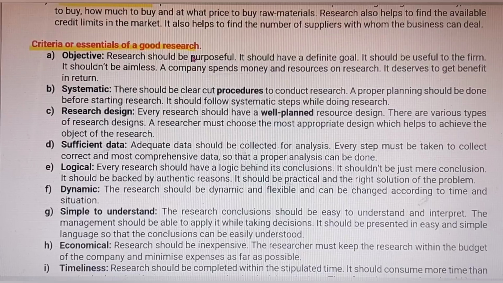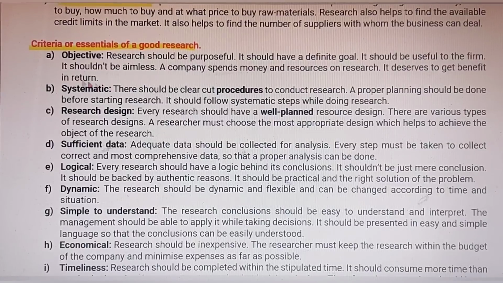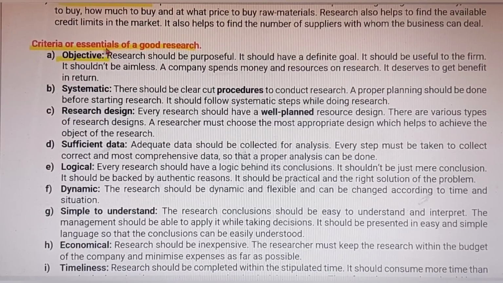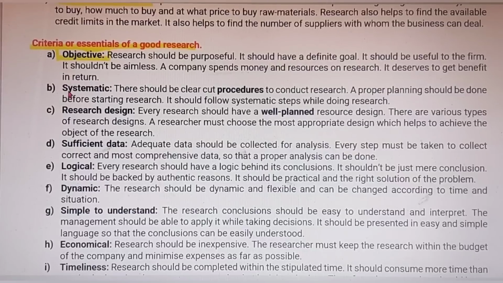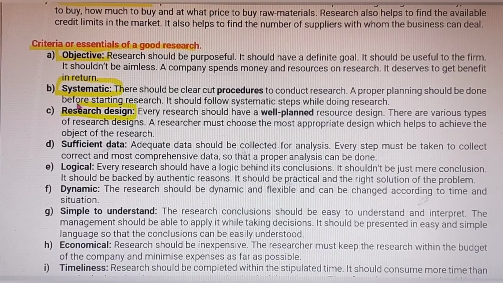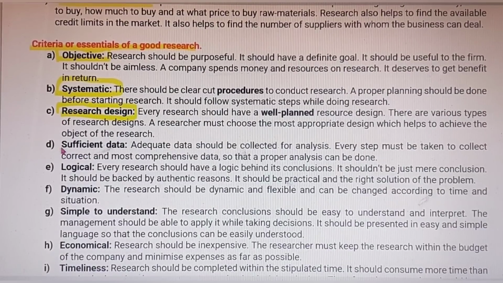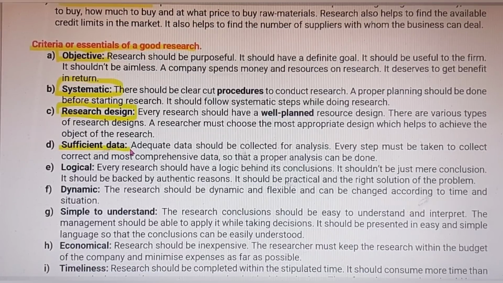Now the next topic is what are the criteria or essentials of a good research. While we are doing research, what things should we consider? First, objective. It should have a particular objective, it should not be a useless research. Then it should be systematic, because I just told you that research is a systematic process, and every research should have a proper design. And sufficient data should be collected so that it can be analyzed and interpreted. Due to lack of data, the research will be void.